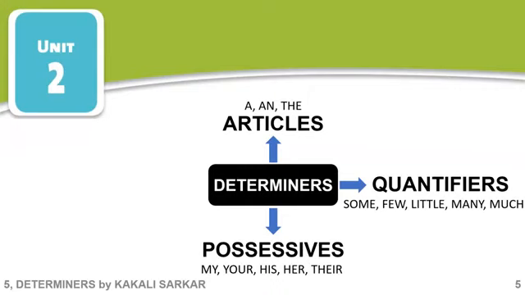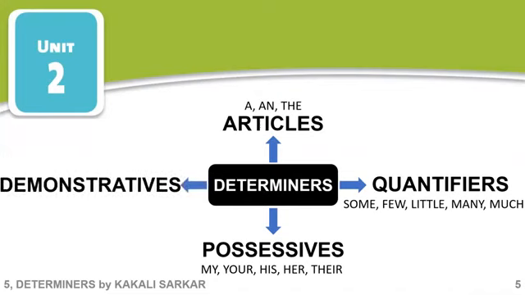Like, this is my book. Whose book? My book. This book belongs to me. So these are called possessives. Next, number four is demonstratives. Like this, that, these, those. These are called demonstrative determiners. So we can say, I will play with those boys. Which boys? Those boys. So those is demonstrating the noun boys.